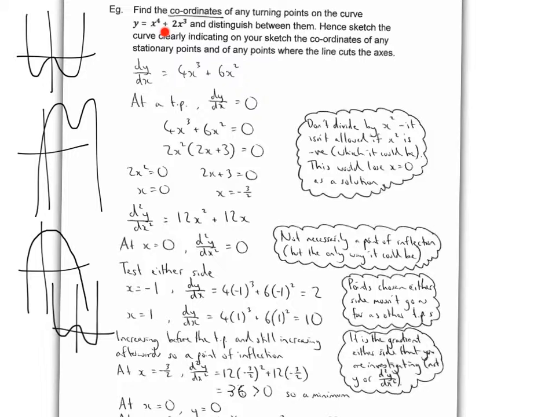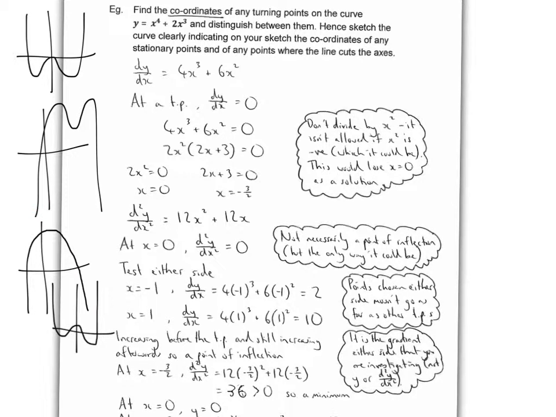If you get a very negative value of y, it means it's really low down. If you get a very positive value of dy dx, it means it's going up steeply. That's perfectly possible. For instance, down here is an example. There, that's very low down. It's got a low value of y, but it's going up very steeply. So it's got a high value of dy dx.